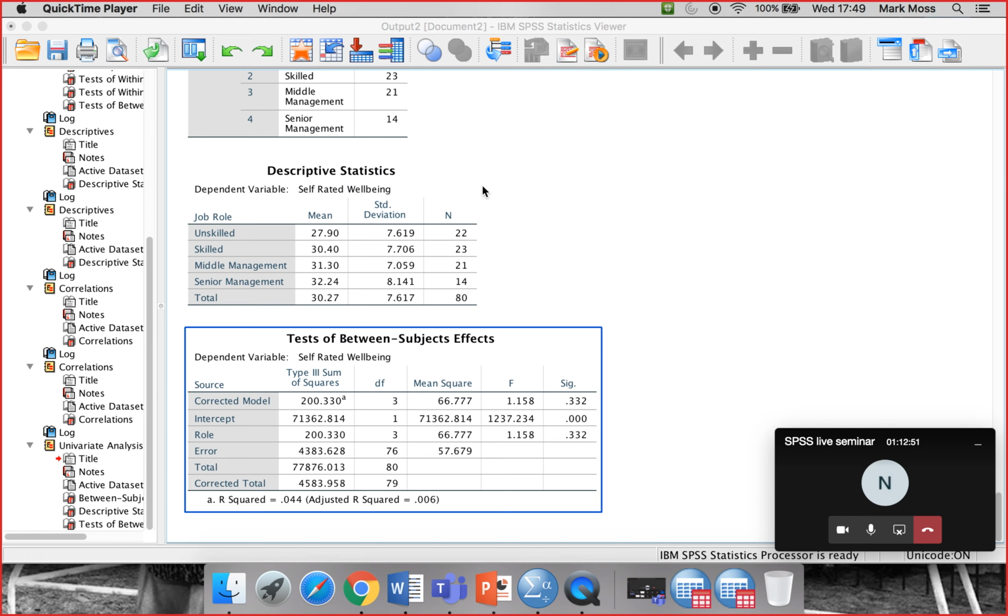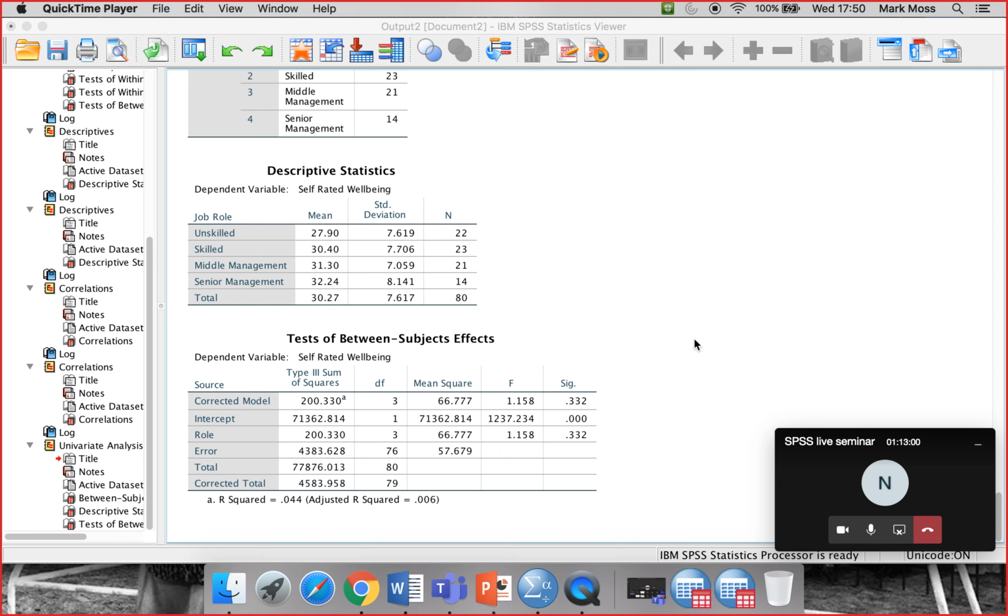Yeah, so we've got no significant difference between our groups. So, well, that's a bit of a blow. We'll not be rich and famous this week. But we go back to our data set.